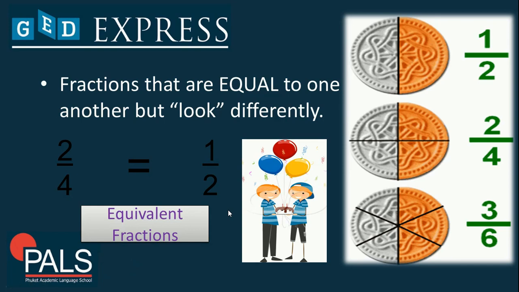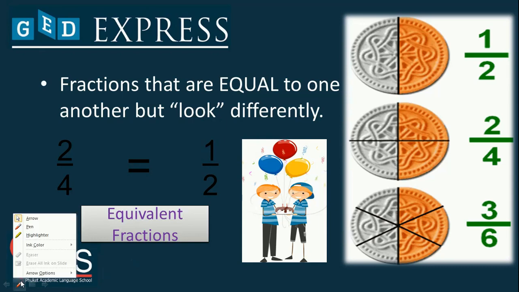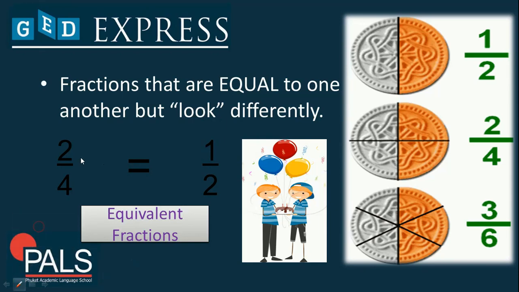Now fractions that are equal to one another but look different are known as equivalent fractions. So this is like the lowest term or the simplified form of a fraction. Suppose we have 2/4 that is equal to 1/2. Why? Because this one is divisible by 2 and also this one is divisible by 2. If the numerator and the denominator are divisible by the same number, that means you can simplify it because that is just an equivalent fraction.